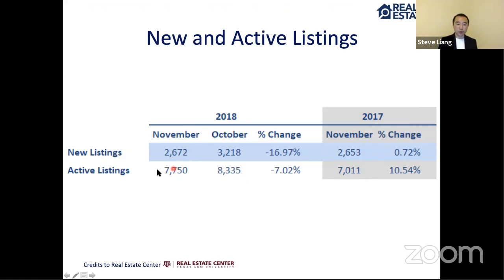But also, if we look at the active listings, which is the number of inventory, from October to November, there has been a drop of houses that are for sale right now, right? The active listing is the inventory, what's on the market right now. So there's a decrease, but also because there's a decrease of new properties hitting the market. Comparing to last year, it's still a big growth of over 10%.